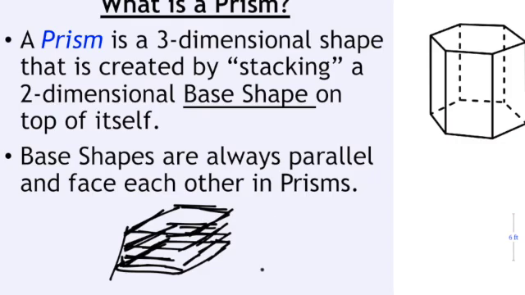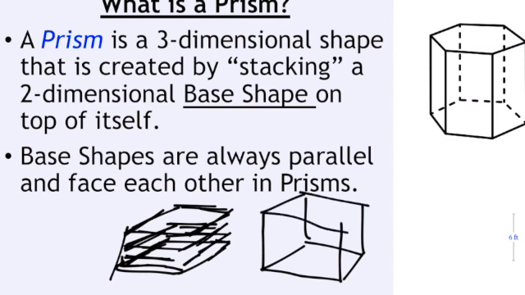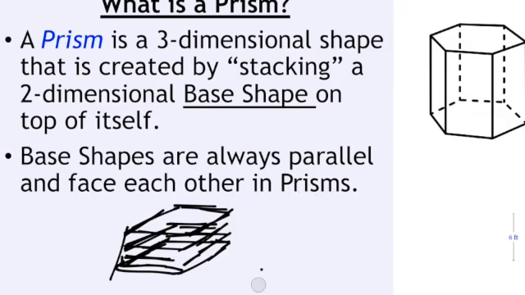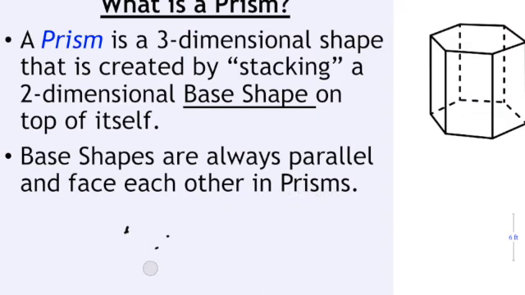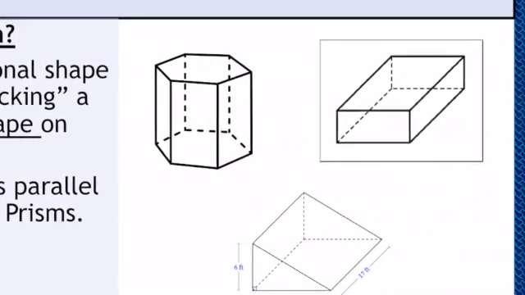As we stack all of these squares on top of each other, they would get some sort of height. They would just increase in height, and we'd end up with something like a cube. So that's the basic idea there, and typically that's how a prism would be created. But typically the way we identify a prism is that the base shapes are always going to be parallel and face each other. So let's look at some examples of these prisms.